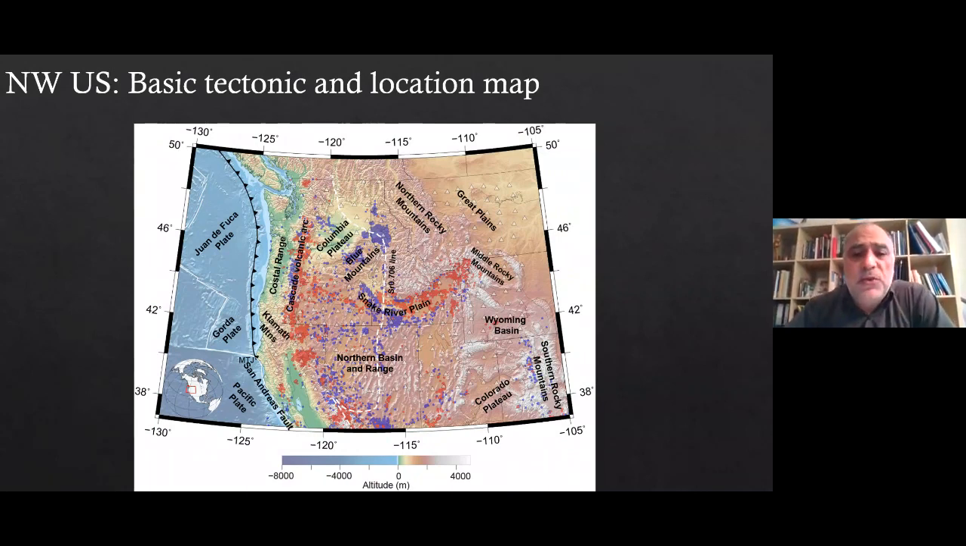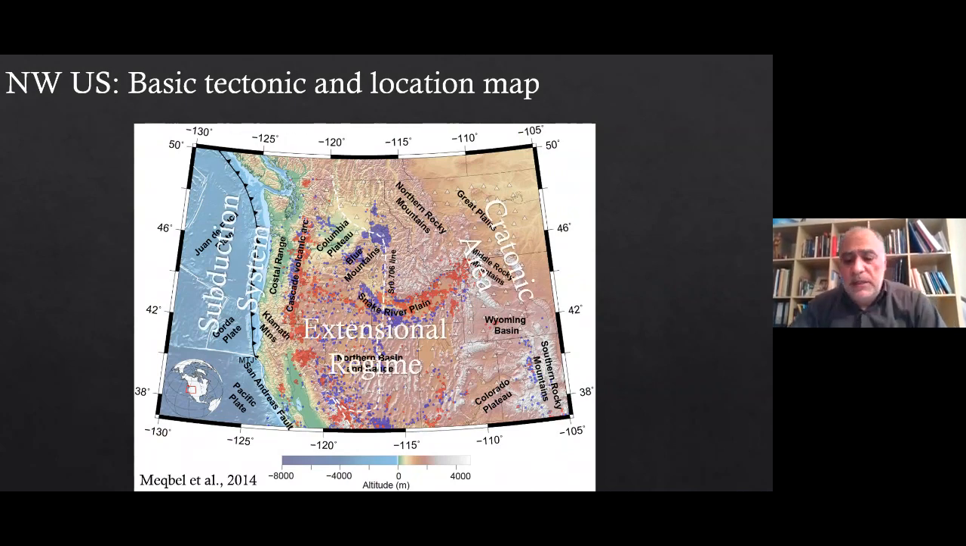It is important to know the tectonic condition in northwestern United States, because it is a key observation for our interpretation later. As many of you know, on the western part we have the subduction system consisting of the Juan de Fuca plate and Gorda plate. They are subducting below the North American tectonic plate.